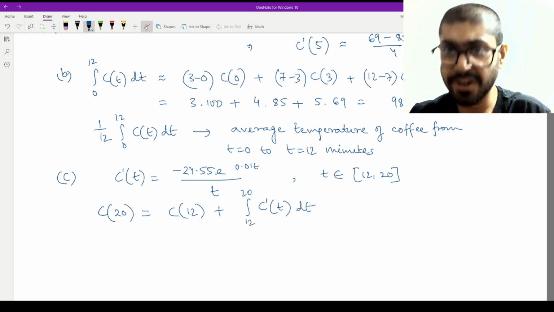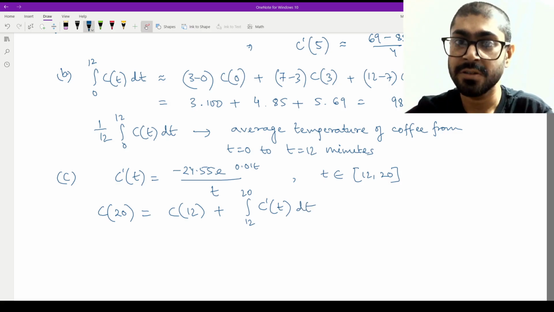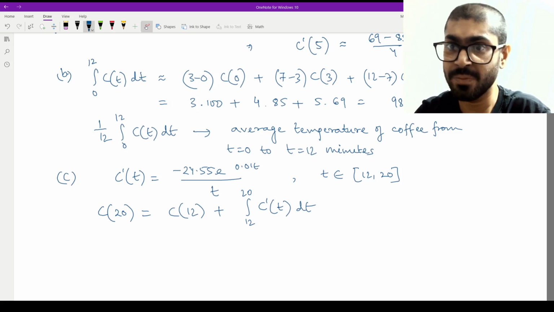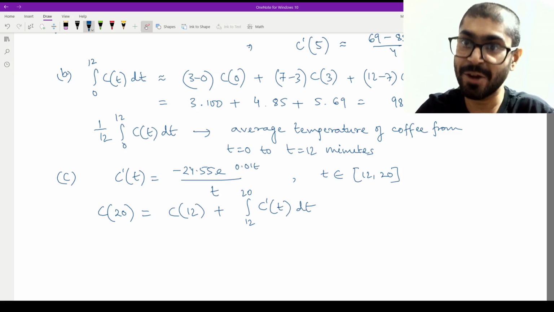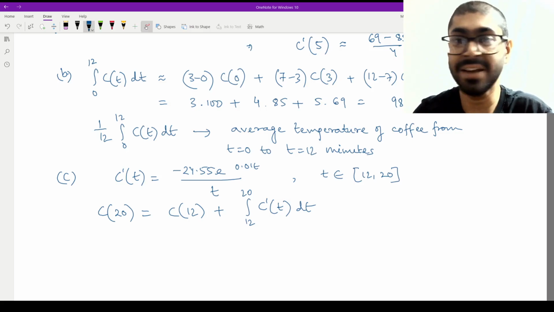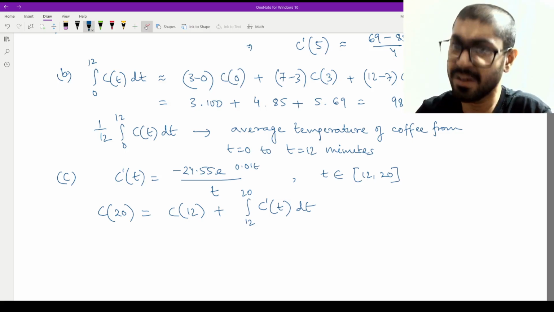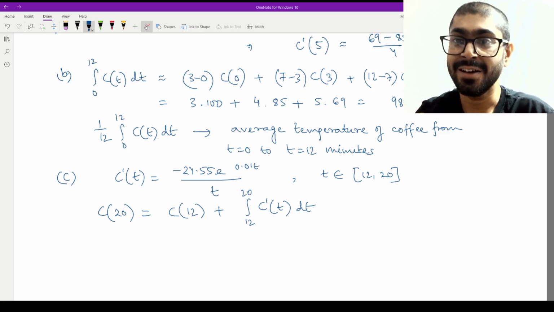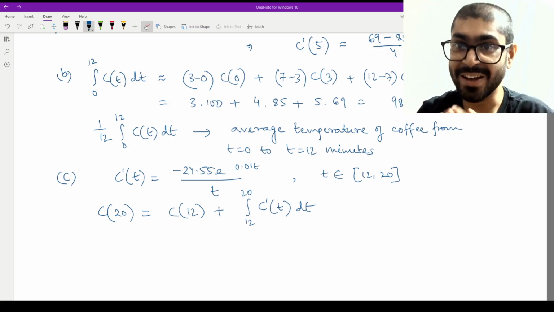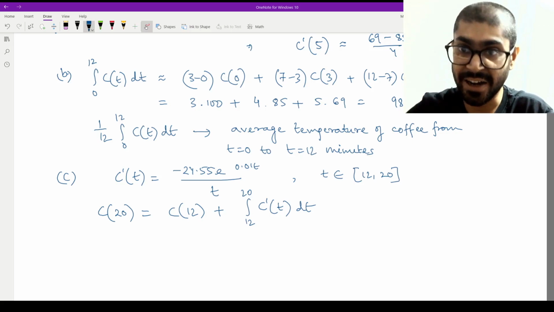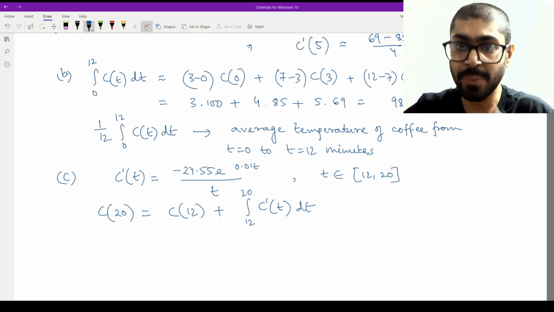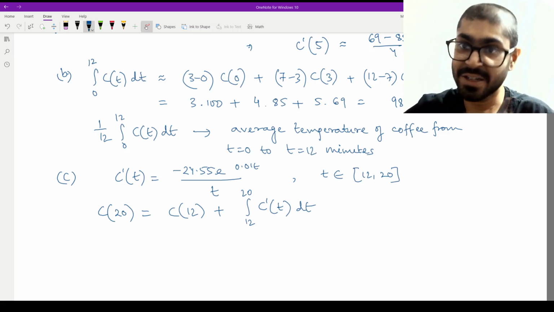I hope I could explain the logic for this, because the negative sign is already there. You might be asking, sir, why plus? You know that it is going to decay. I know that it's going to decay because the function is given in a way that decay is explained, because it's given in negative. So if we have to subtract something, we can either subtract a positive number or add a negative number. Here we are doing the latter. We are adding a negative number. So C12 plus 12 to 20 C dash t dt.